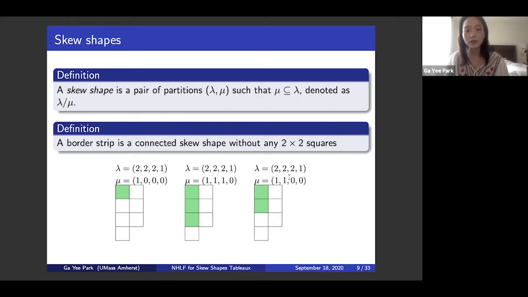And we'll be focusing on a specific type of skew shape called a border strip, which is a connected skew shape without any 2x2 squares. So the first one has a 2x2 square, so this is not a border strip. The second one has no 2x2 square, but it is disconnected, so this is also not a border strip. The third one, indeed, is a border strip. It is literally a thickness 1 strip.